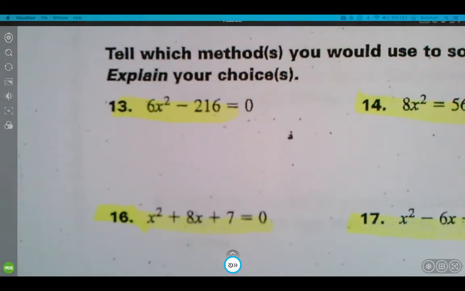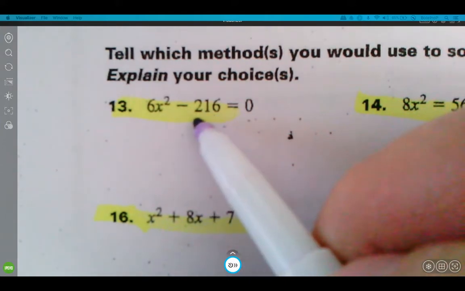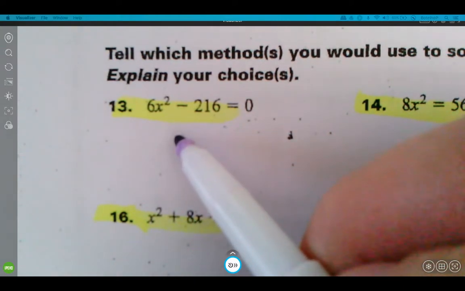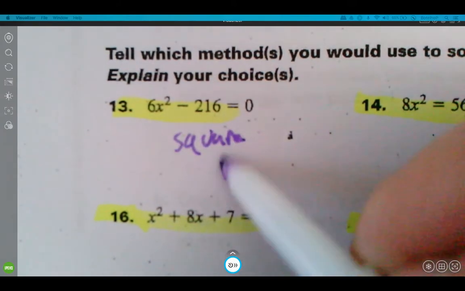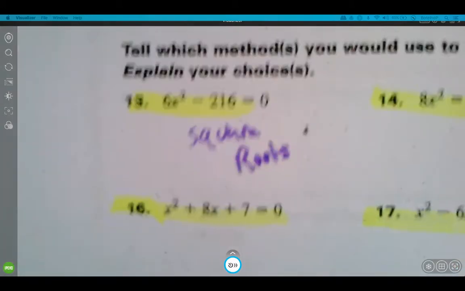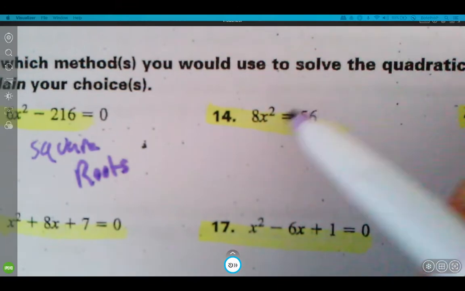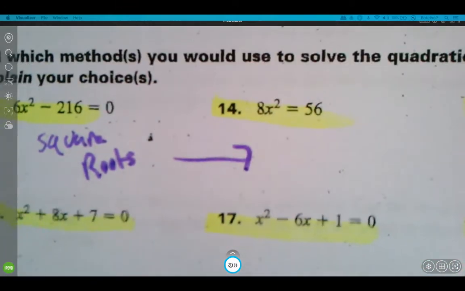So number 13, I would do the square roots method for this one, because you can just see there's no x term. You could add 216 to both sides, divide by 6, and then square root. I think that's about 36, I'm not sure. So I would put square roots for this method. Same thing for number 14. Again, you just see the x squared term, so I would say square roots for this one.